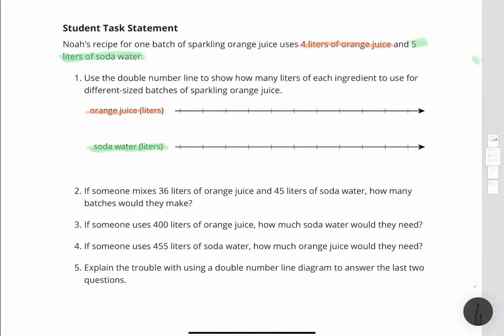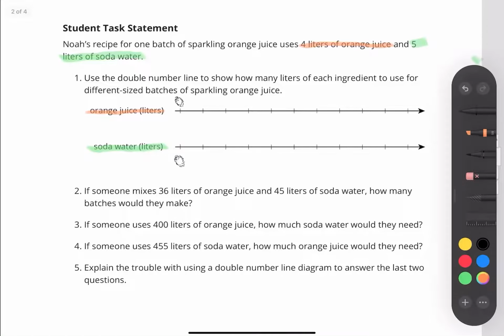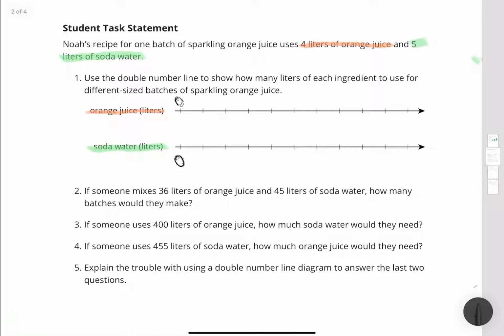So before I even write down the ratio, I want to write down this ratio, which is 0 to 0. Fix that. 0 to 0. The reason why I'm writing down 0 is because it shows that if we don't have any orange juice, we cannot make the sparkling orange juice. We don't need soda water, okay? Because we can't make it.